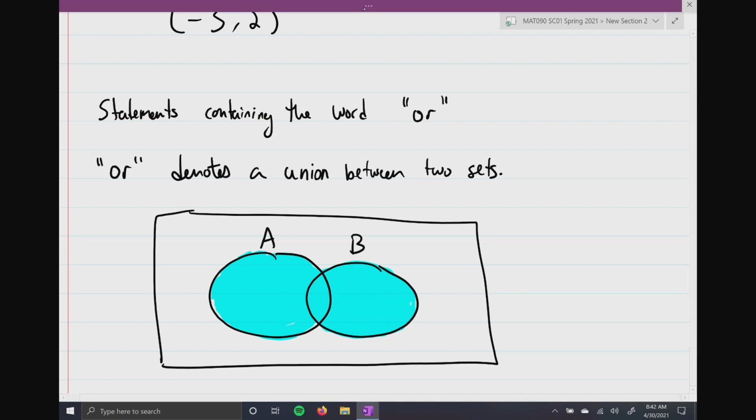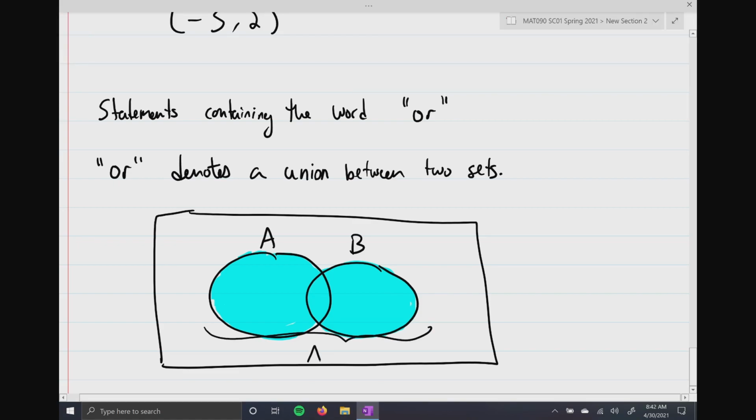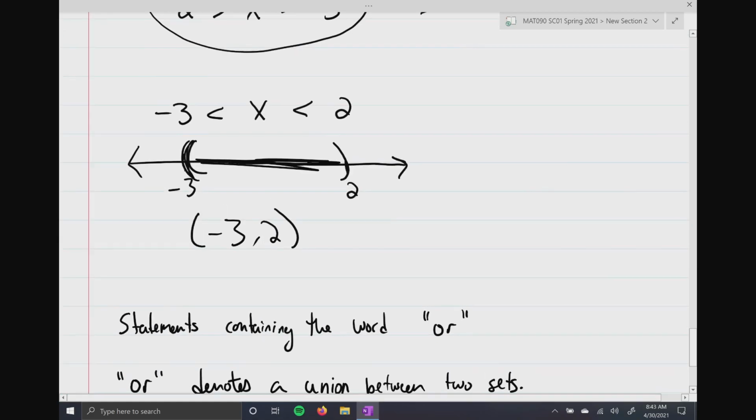Okay? Now, it's a little bit, visually, it looks easier than what it actually means. All right? So, oops, sorry.